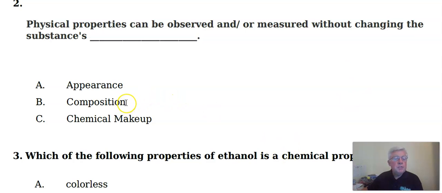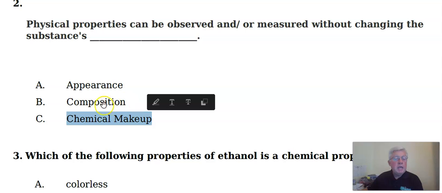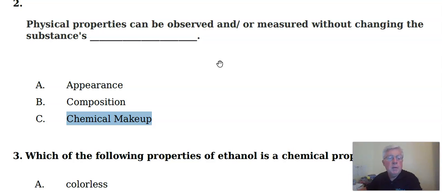Appearance, composition, chemical makeup. The best answer is chemical makeup. I can understand that some of you might have chosen composition, but a better answer is chemical makeup. And the reason why I'm saying that is that when you test a substance for its chemical property, its chemical makeup changes. Okay, so chemical makeup is the best answer for number two.